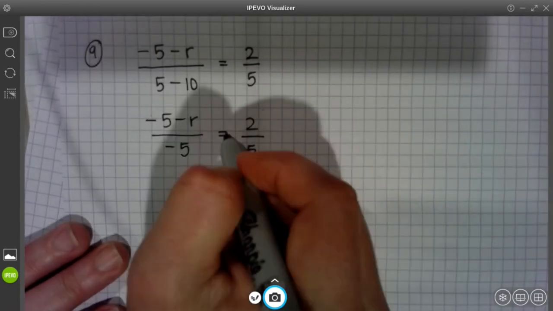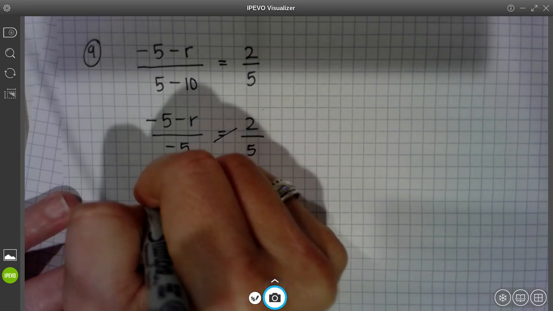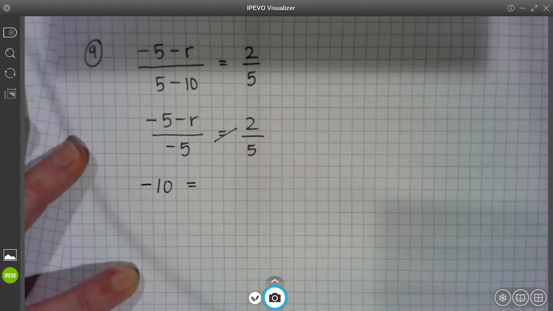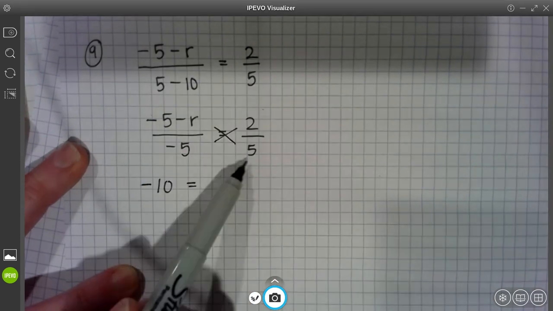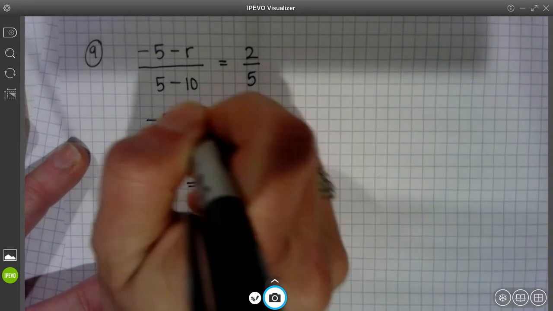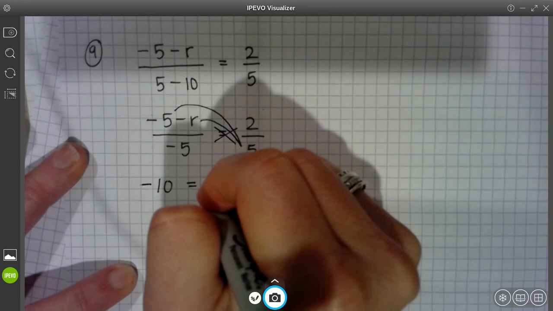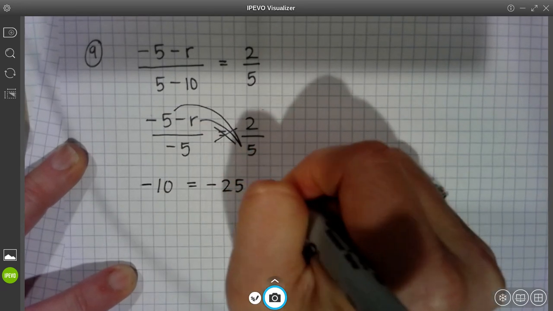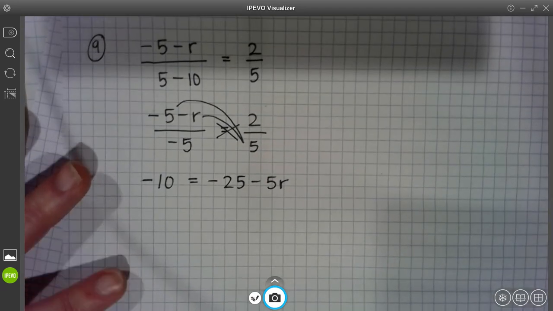So if I cross multiply this way, I'm going to get -5 times 2 is -10. That's the easy one. Then you're going to set it equal to whatever the other cross product is. So when I cross multiply the other way, you have to distribute the 5 to everything on top. So it's going to be 5 times -5 and 5 times -r. So that's going to be -25 minus 5r. And then hopefully that is a nice, easy equation that everybody can solve.